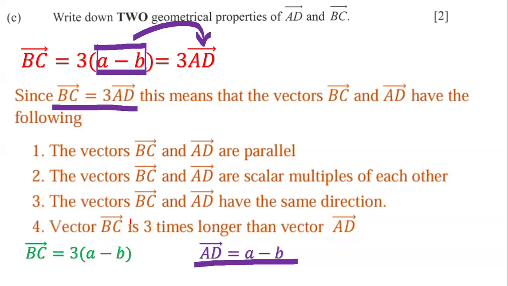And so the two geometrical properties that we would use are, number one, vectors BC and AD are parallel. And number two, vector BC is 3 times longer than vector AD. Or you could use the third one, the vectors BC and AD have the same direction. You could also use that, but they only asked us for two. So we're going to use these two: the one that says that they are parallel and the one that says that BC is 3 times longer than AD. And we know it's 3 times longer because this has the 3 right there. And so that's the answer to this question.